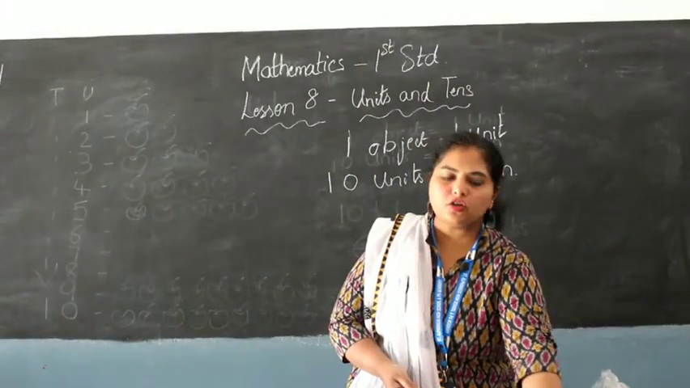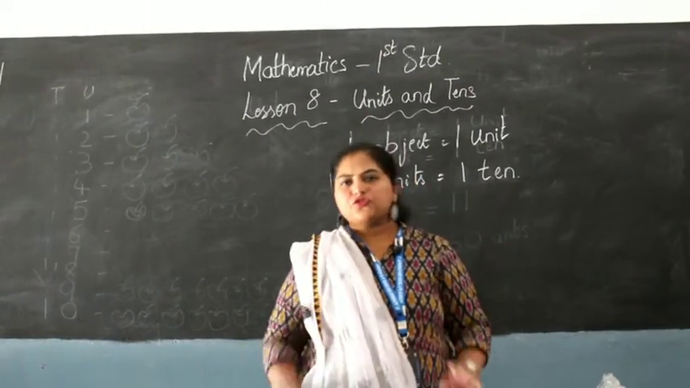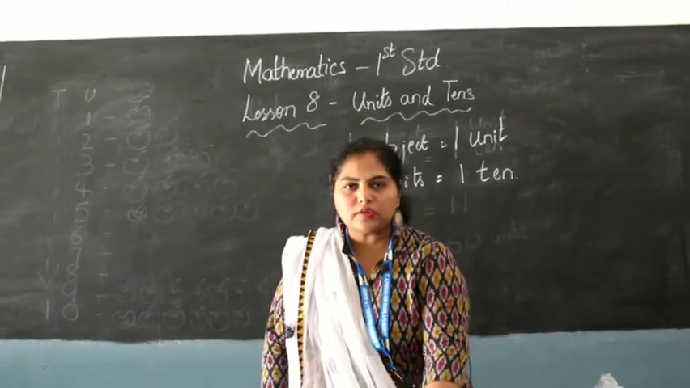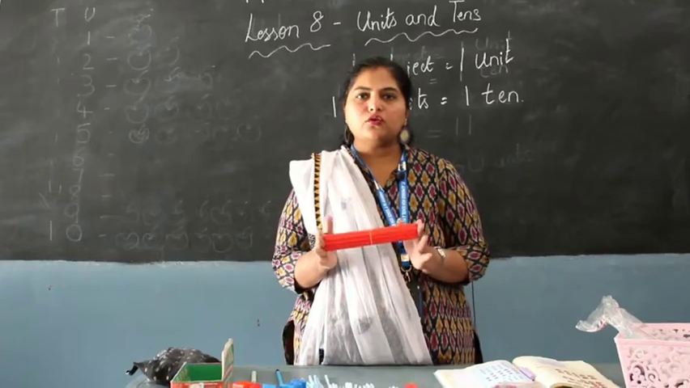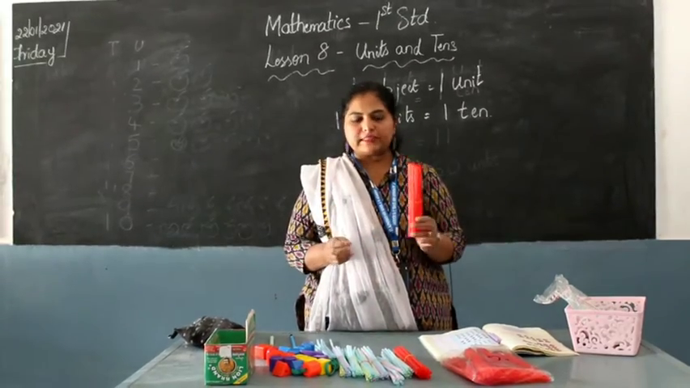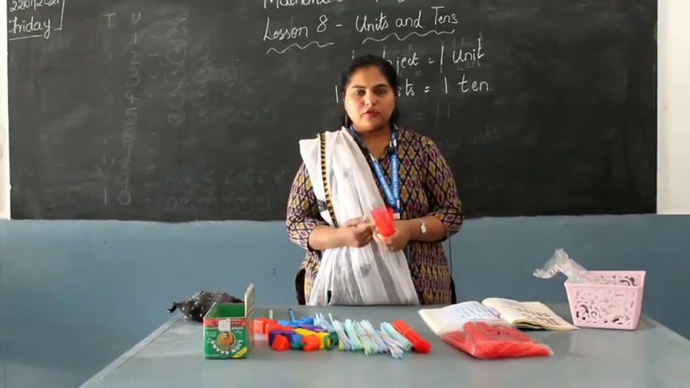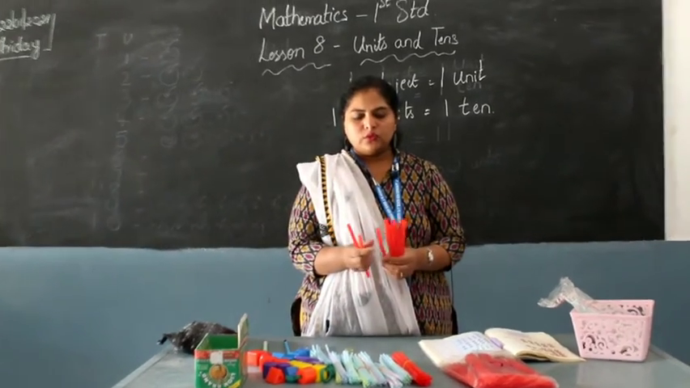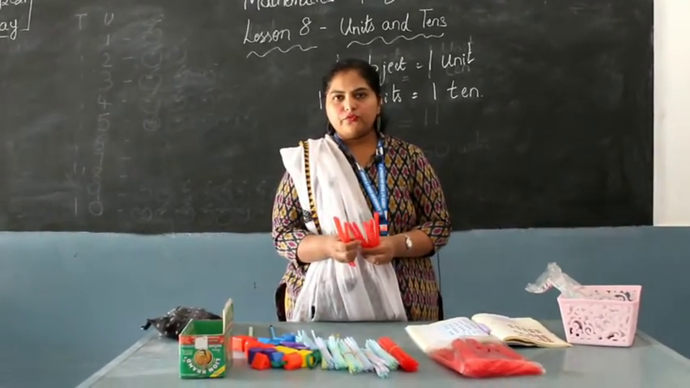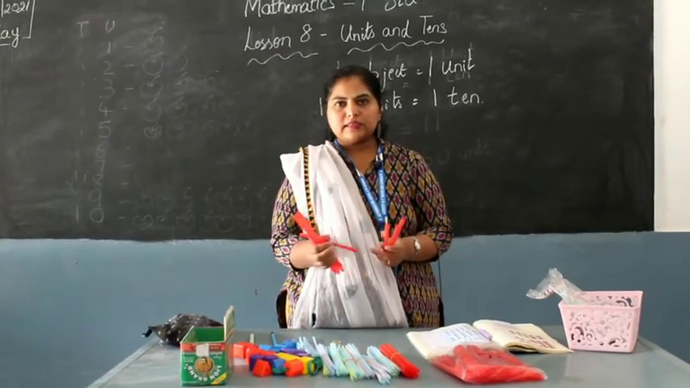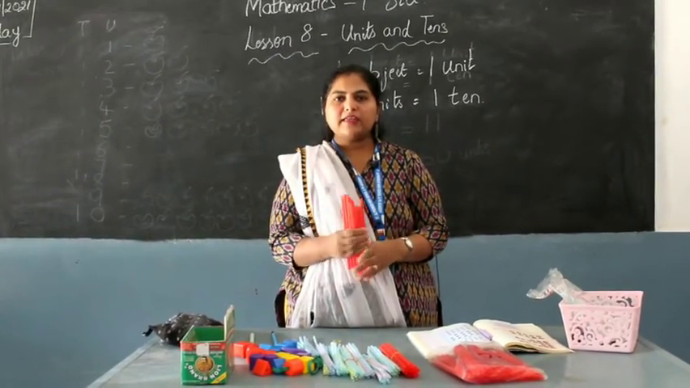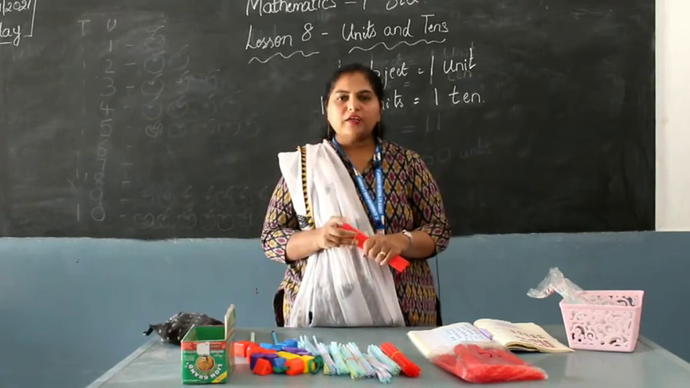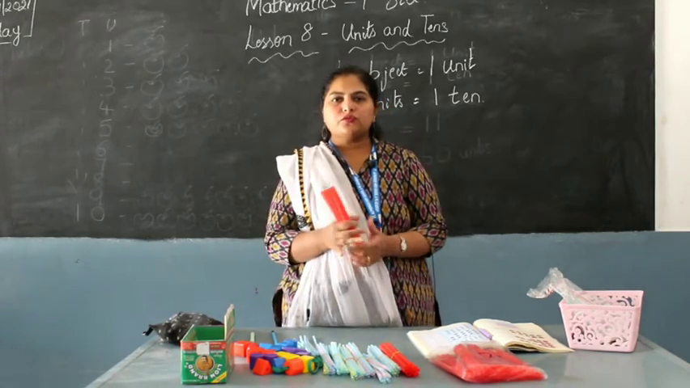If I tell you all to take 12 straws, I want 12 straws, what will you all do? You already have a group of straws which is counted to 10. If you want, I will count for you all again. 1, 2, 3, 4, 5, 6, 7, 8, 9 and 10. So there are 10 in this. So I am telling you all I want 12 straws. So what will you do?